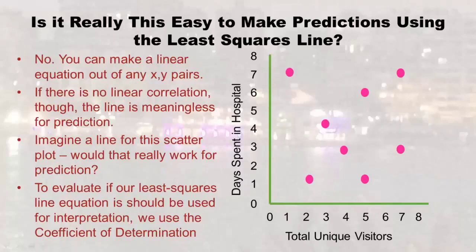But you know what? You feed that stuff into the software, or you feed that stuff into your B formula and your A formula, you'll get a line out of it, even if there's no linear correlation. And so if you get that line out of some scatter plot that looks like this, then it's not a very good line, right? And it wouldn't work very well for prediction, right? Because this looks pretty unpredictable. So for that reason, we can't just accept any line that is handed to us. To evaluate if our least squares line equation should be used for interpretation, we need the coefficient of determination.